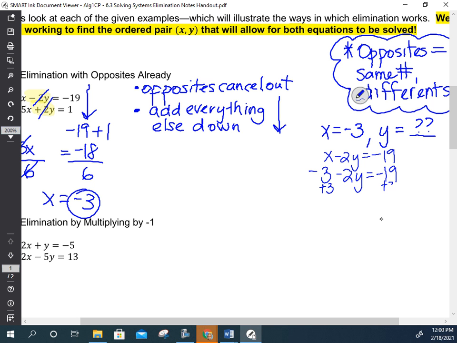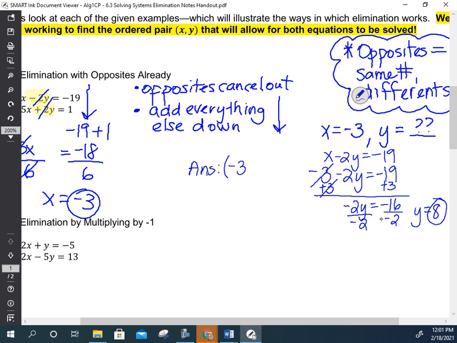So add 3 to both sides. So negative 2y equals negative 16. Divide both sides by negative 2. So y equals 8. So x equals negative 3, y equals 8. So your answer is negative 3, comma 8.